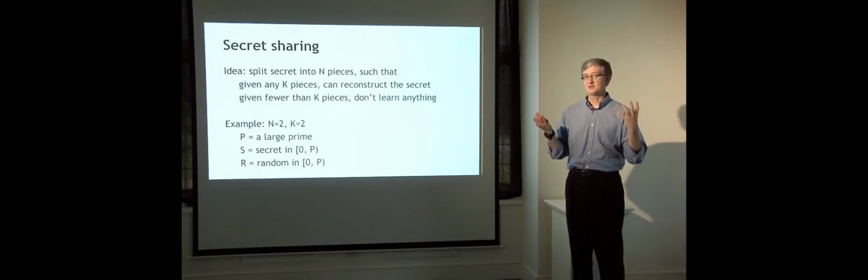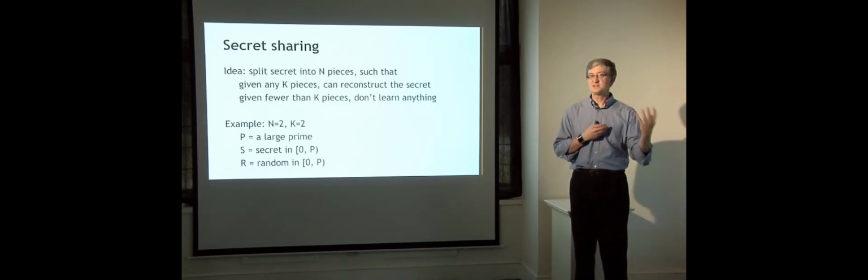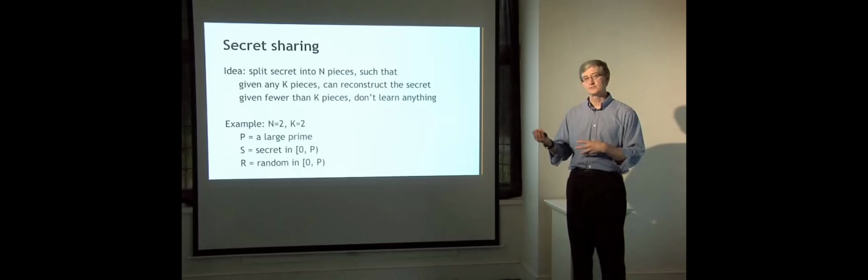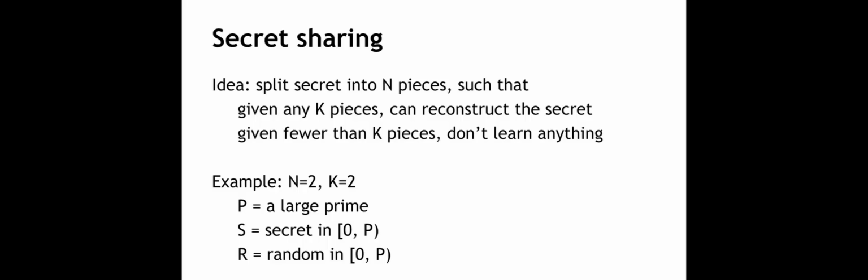That means we're dividing the secret into two pieces, and you need both pieces to put them together. And a specific way of getting n equals 2, k equals 2 secret sharing like this is as illustrated here. First we're going to generate a number p, which is a large prime number. It doesn't need to be secret or anything, just really big. S is going to be the secret, and the secret has to be between 0 and p minus 1 inclusive.